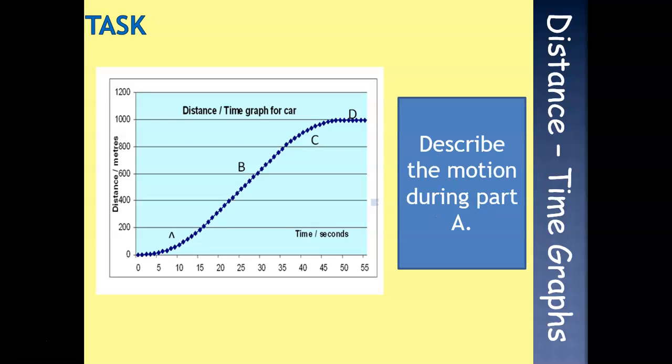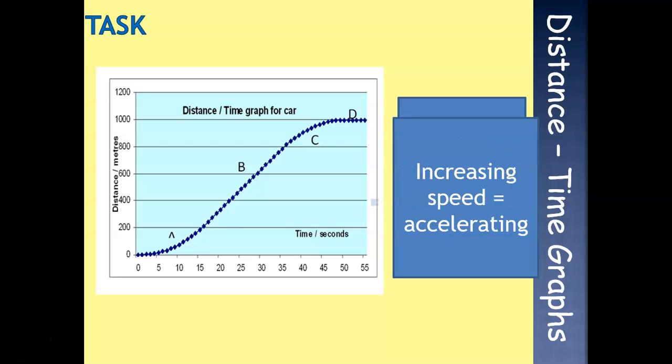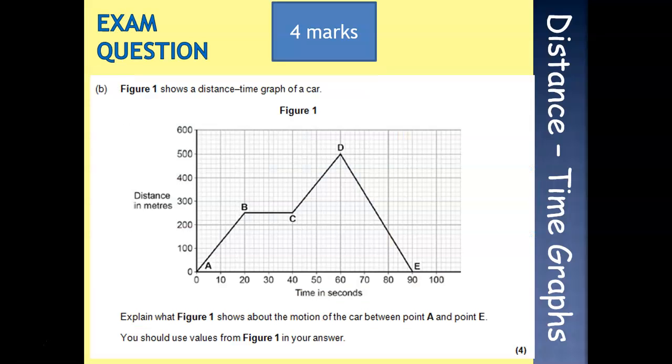So what will be happening at A? At A, the gradient is changing. The gradient is going from a low gradient to a higher gradient. The steeper the gradient, the faster it is. So if the gradient is changing, the speed's changing, which would mean it was accelerating. Okay, I'll leave that on the board.